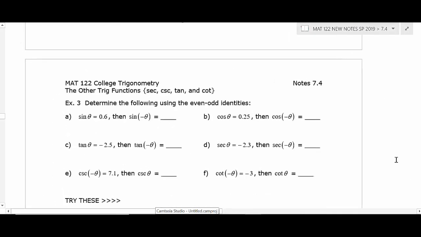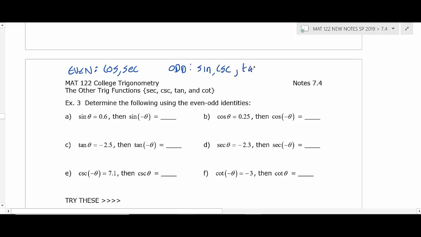As I'm going through these problems, and they're real simple, if you've caught on to what we're doing here, what you've got to remember basically is this. The even functions are the cosine and the secant. The odd functions are the rest of them: the sine, the cosecant, the tangent, and the cotangent. That's what we've concluded. Even functions work like this: f of negative x equals f of x. And odd functions work like this: f of negative x is equal to negative f of x.